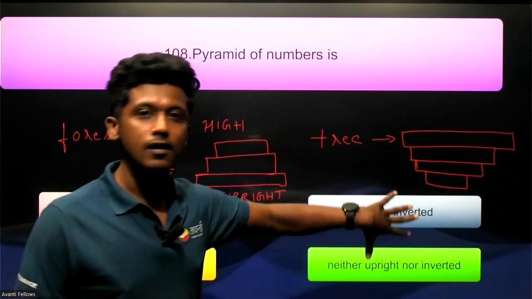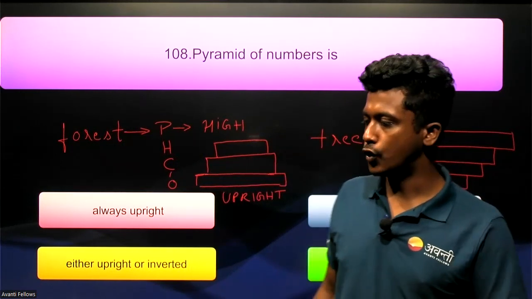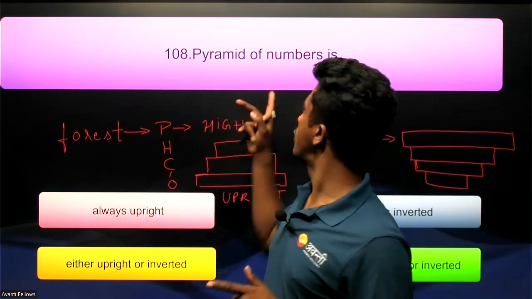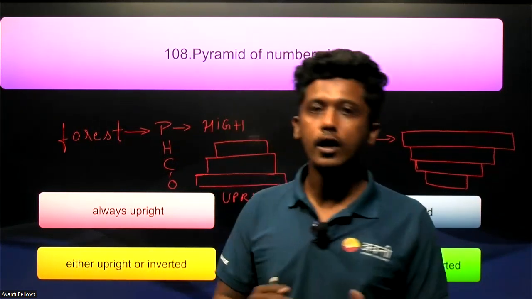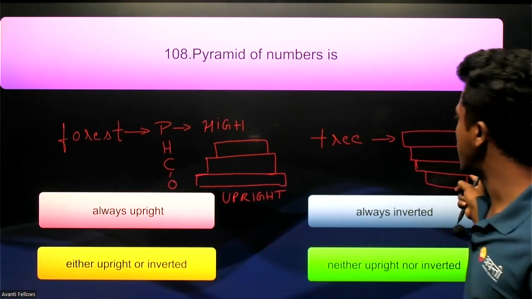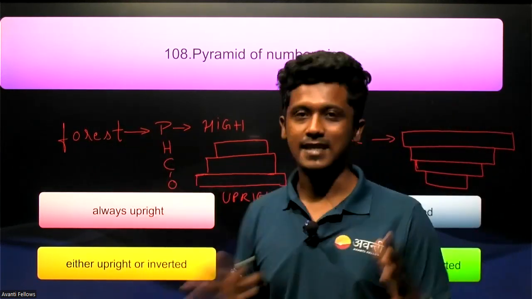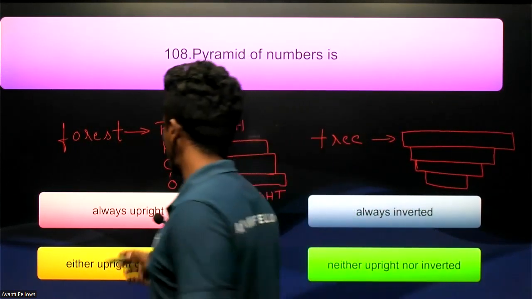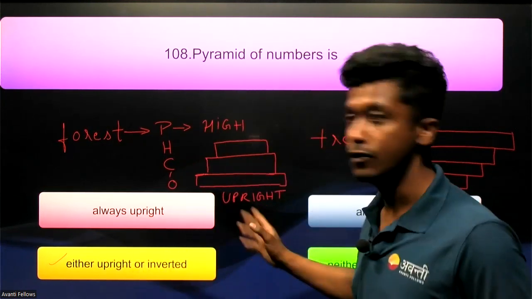So what can you see here? The pyramid is inverted in such a situation. According to our question, the pyramid of number can be either upright or inverted. This is called an upright pyramid, and this is called an inverted pyramid. So if you take two situations as an example, our correct option would be option C, that is either upright or inverted. Okay, so let's go for the next question.